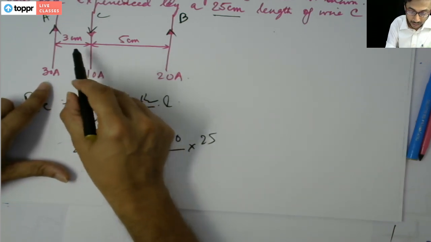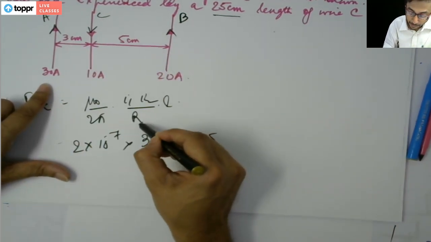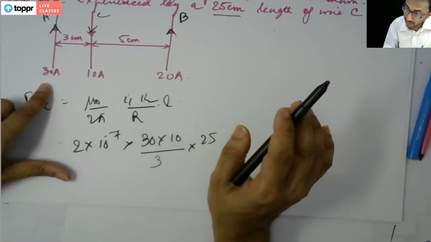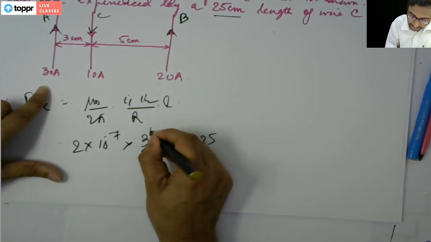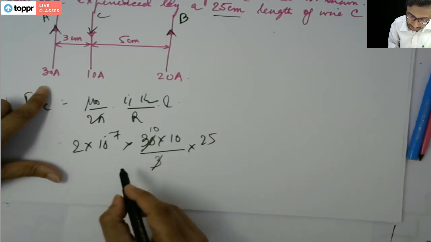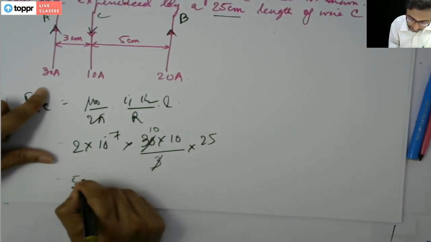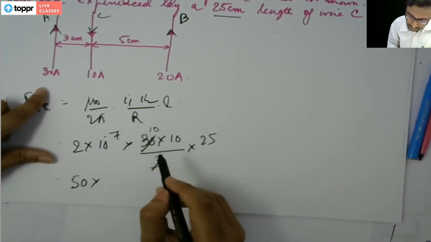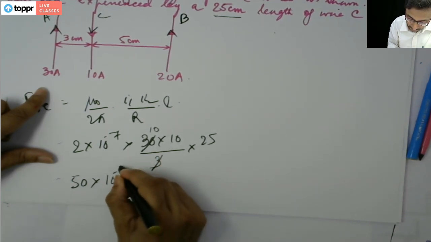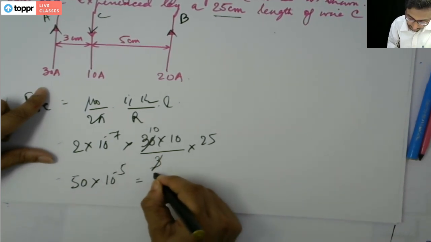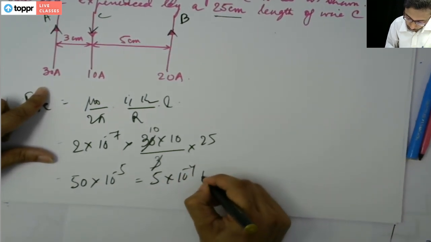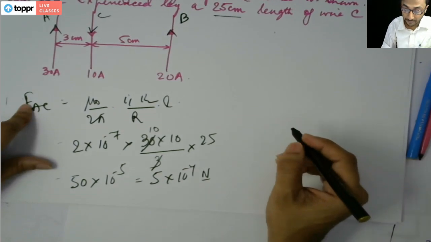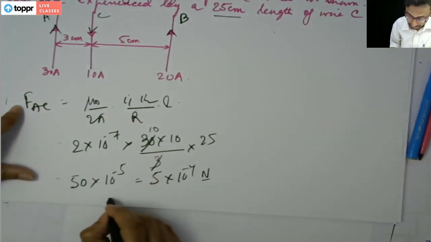See, R and L are both in the same unit, so they will cancel out, right? So this cancels out, this is 10. So this is 50 into 10, that is 100, 10 to the power minus 5, that is 5 into 10 to the power minus 4 Newton, F AC. And repulsive.